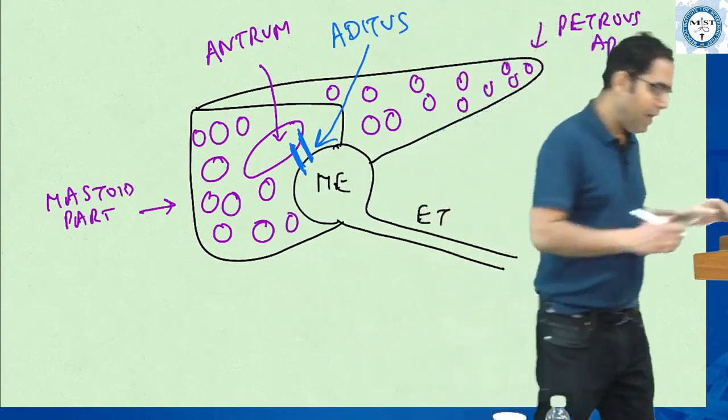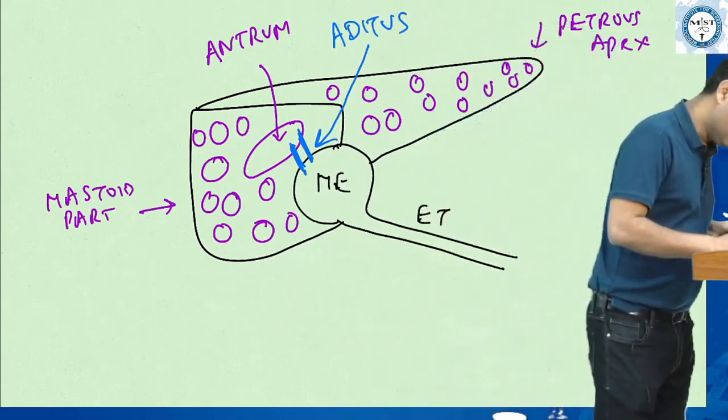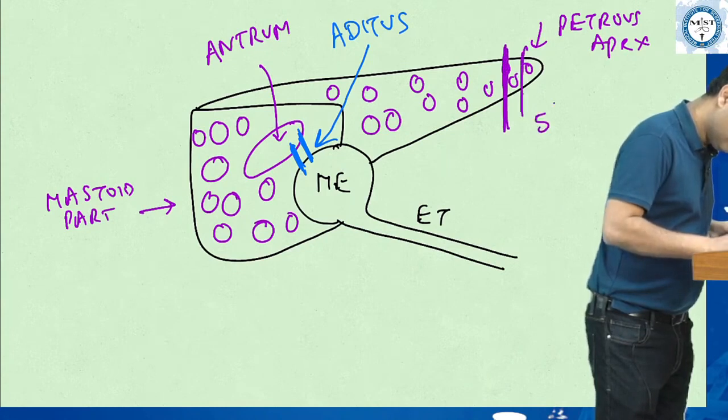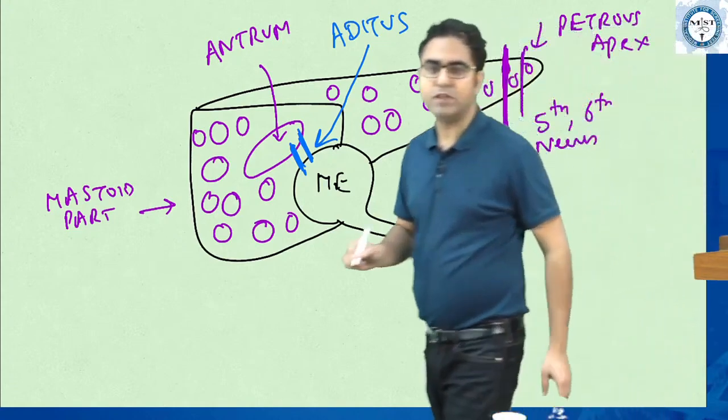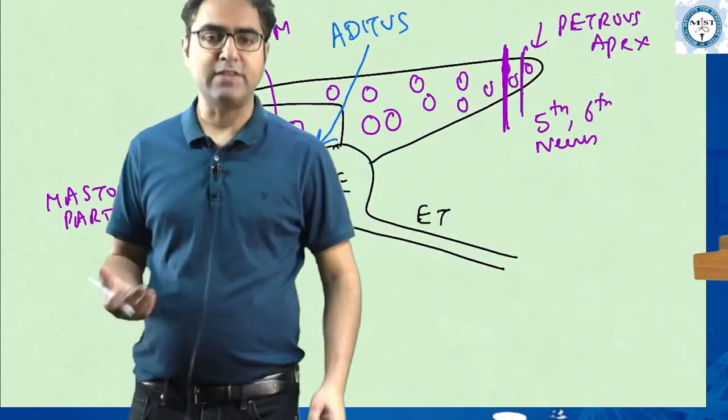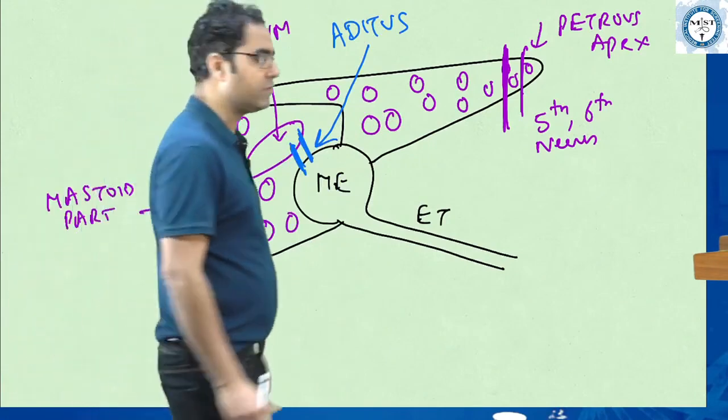Now, at the petrous apex, please draw 2 nerves, beta. These 2 nerves are the 5th and 6th nerves. Trigeminal and abducens nerves lie very close to the petrous apex.